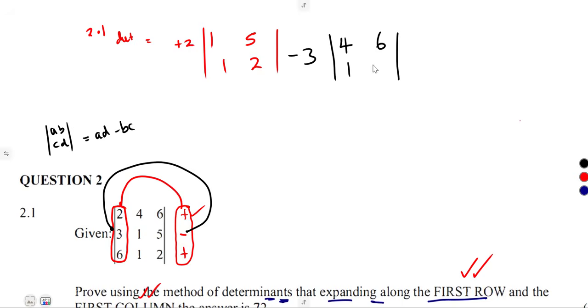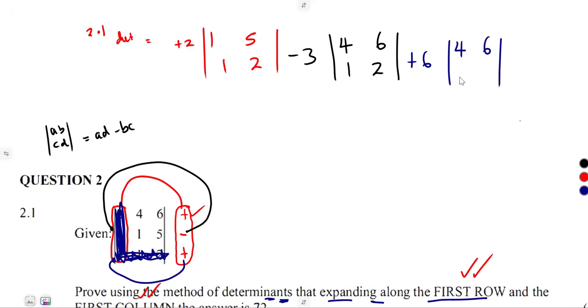We move on to the last one. The plus is affecting 6, so that's plus 6 times the determinant corresponding if we close the row and the column where that 6 is. We're going to remain with 4, 6, 1, 5. Just like that.